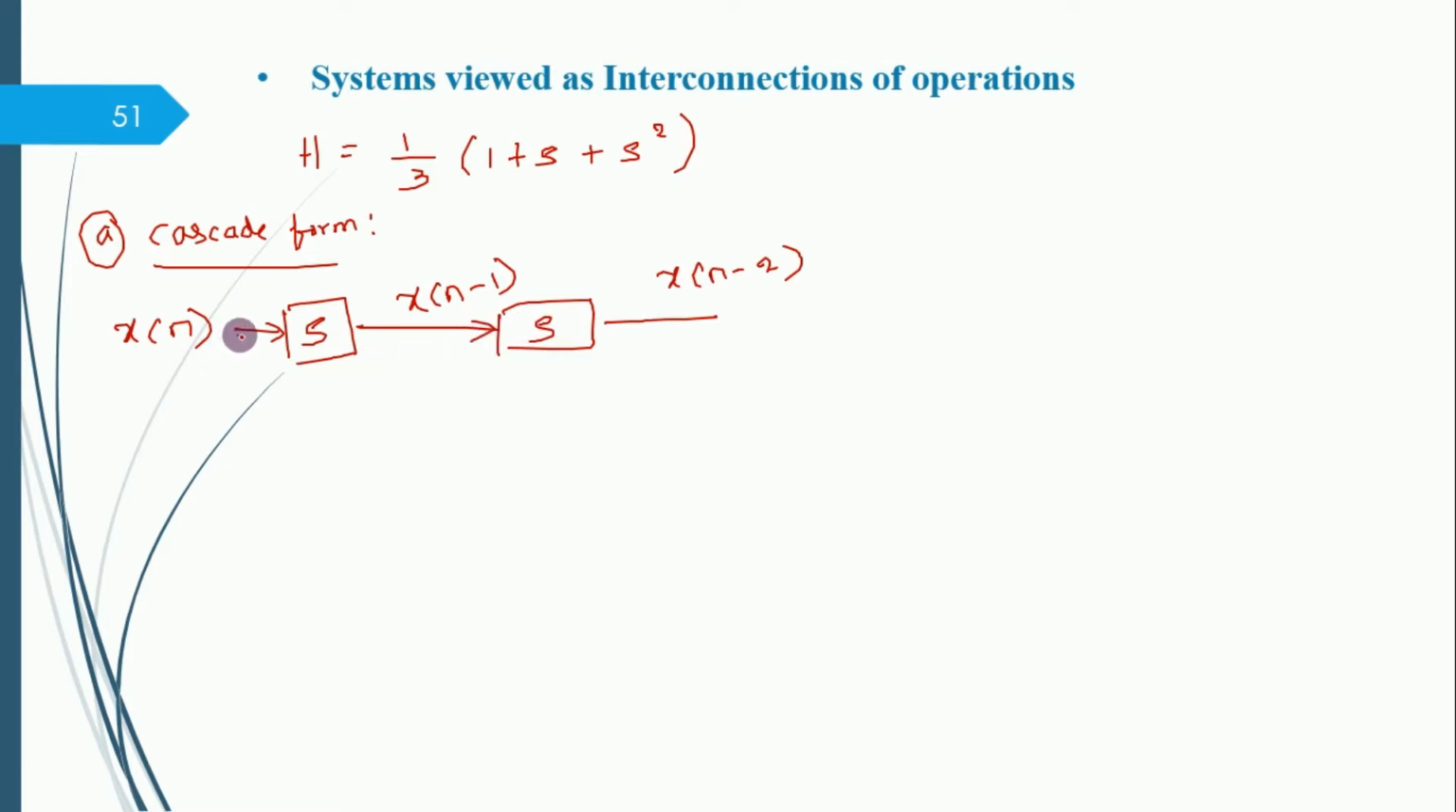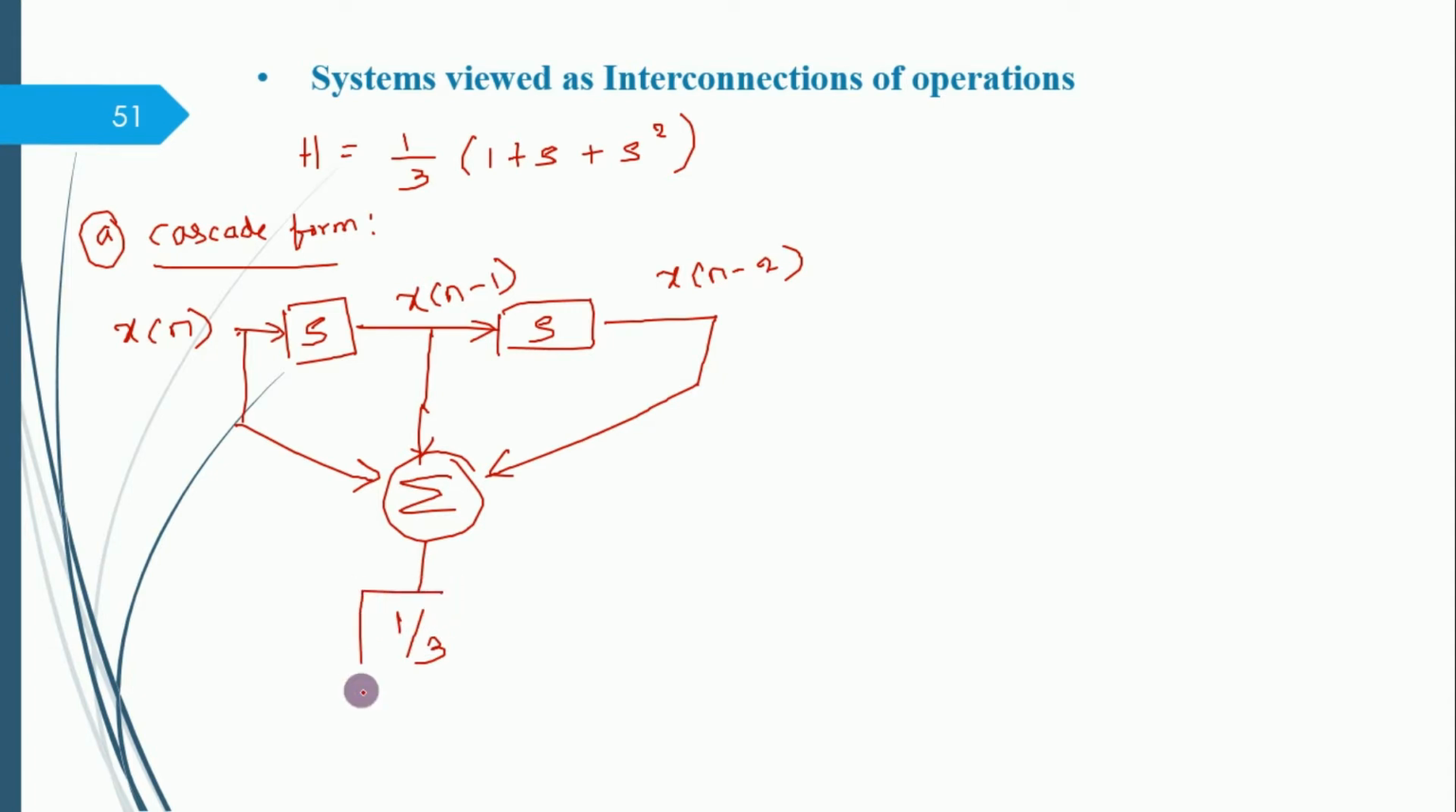Now I have to take all these three things. I have to sum them. So it is addition of x of n plus x of n minus 1 plus x of n minus 2. Now I have to multiply it with a constant 1 by 3, and that will give me y of n. This is a graphical representation of the system in the cascade form.